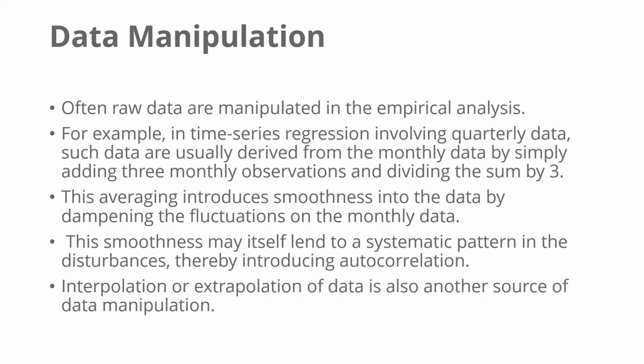So that's it. Then there can be data manipulation causing autocorrelation. For example, in a time series regression involving quarterly data, such data is actually derived from monthly data, right? This is done by simply adding three monthly observations and dividing the sum by 3. This averaging introduces smoothness into the data by dampening the fluctuations in monthly data, and this smoothness will lead to a systematic pattern in the disturbances, and as a result there will be autocorrelation in your error term.